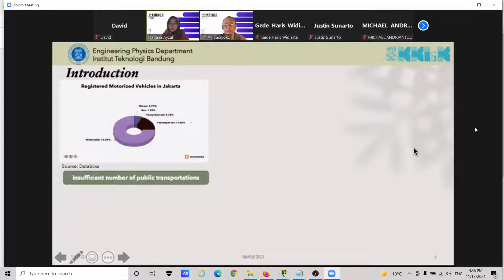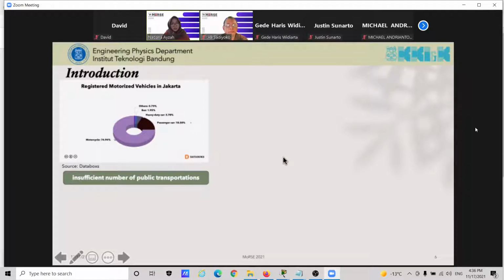Over the past few years, public transportation has been a serious matter to be solved in Indonesia. For instance, in Jakarta, the capital city of Indonesia. From the data from the Indonesia Central Bureau of Statistics, the number of motorized vehicles in Jakarta has reached 80.6 million units. From the demographic you can see on your screen, of all the registered motorized vehicles in Jakarta, only 2% is bus or public transportation.